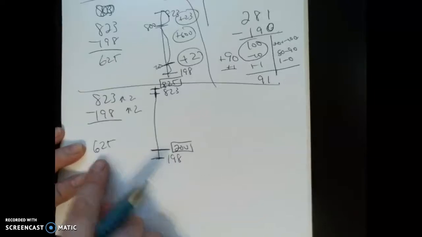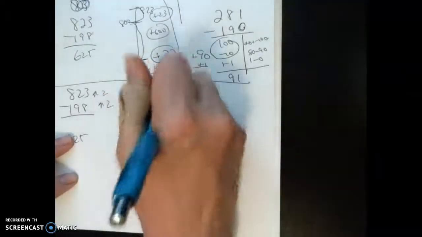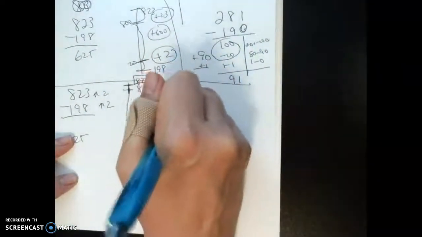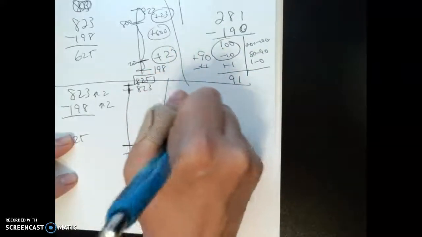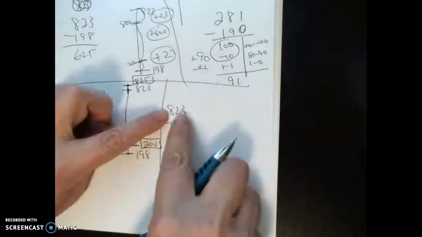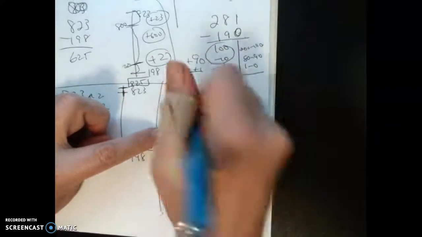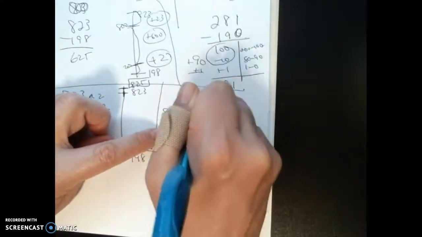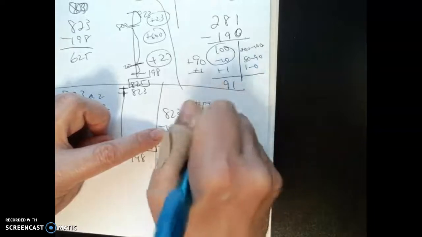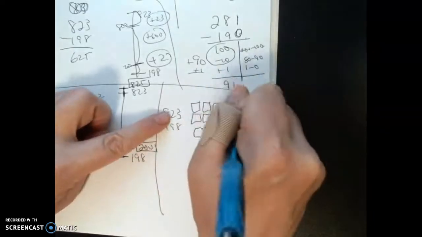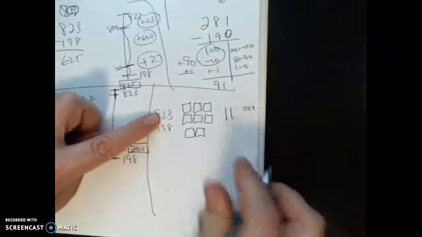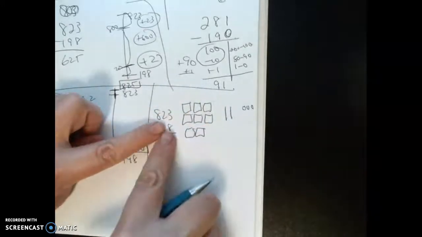Let's see. Okay, base 10 blocks. All right, now remember, in this method, you only draw the first number. You don't draw both, because this is what you have, this is what you're taking away. So I'm going to draw my 8 flats. And then I have 2 longs and 3 singles. And I want to take away 8 singles.